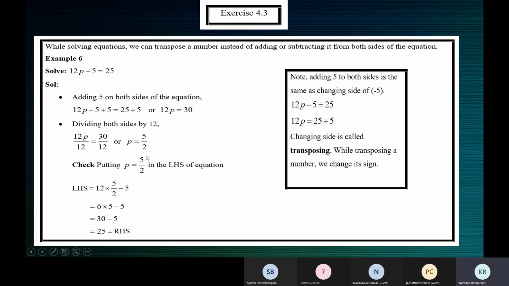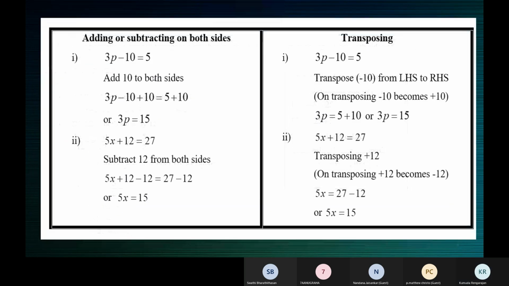So say, for example, we have p is equal to 5 by 2. We are trying to construct this equation: 12p minus 5 is equal to 25. We are given this p is equal to 5 by 2, the solution. Using this, we're trying to construct the question, 12p minus 5 is equal to 25. Like that.